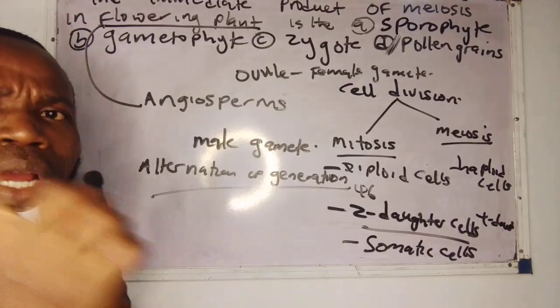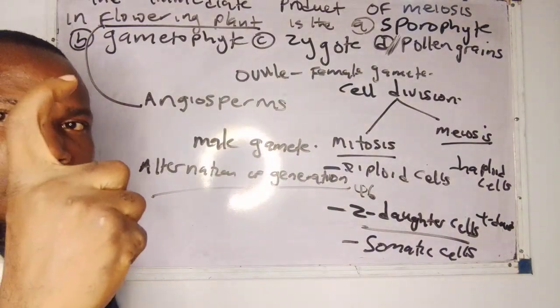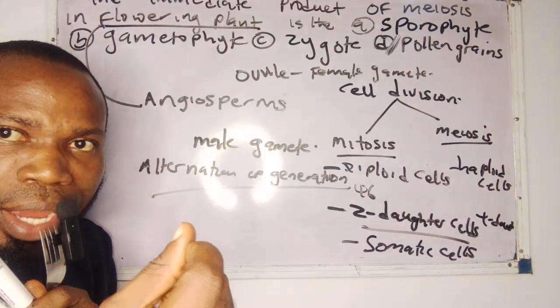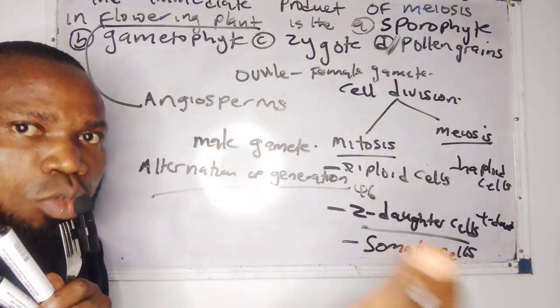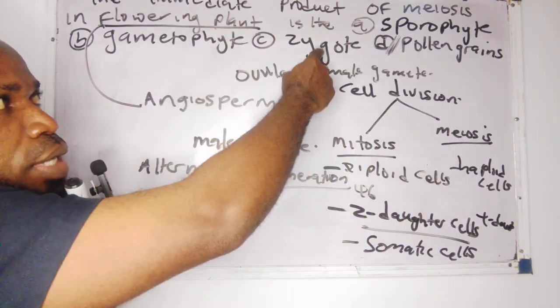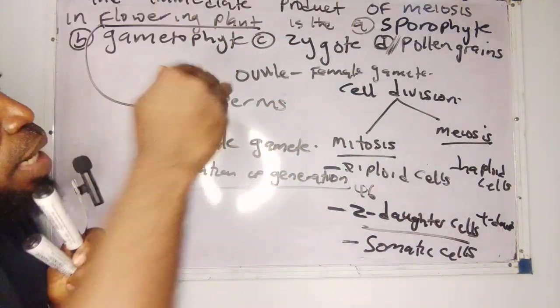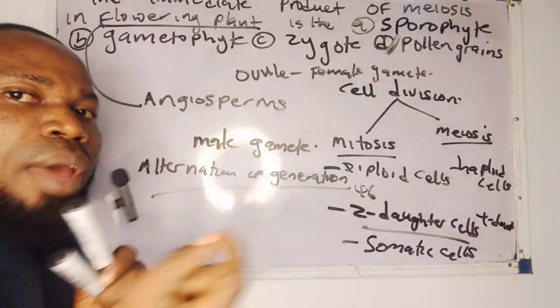So ladies and gentlemen, we have been able to know the answer to this particular question. First of all, what's zygote? Zygote is a diploid cell. How is it formed? When two gametes fuse together, it forms a zygote. So a fertilized egg or a fertilized ovule forms a zygote. So zygote is a diploid cell.